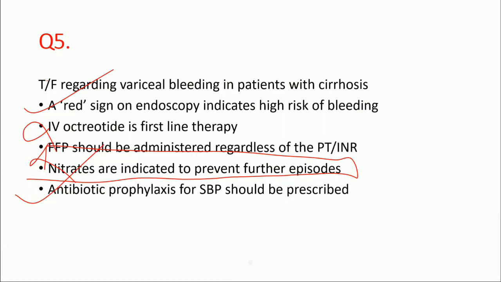In the acute stage, what we want is to close off these varices. So terlipressin is a vasoconstrictor, so it constricts all the varices and closes off all the bleeding points. That's what it does.